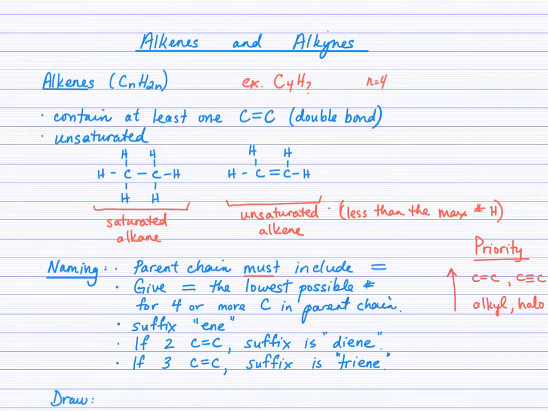Today's lesson is about alkenes and alkynes. Alkenes are the hydrocarbons with at least one double bond present, and alkynes are the hydrocarbons with a triple bond. So we'll begin with alkenes.